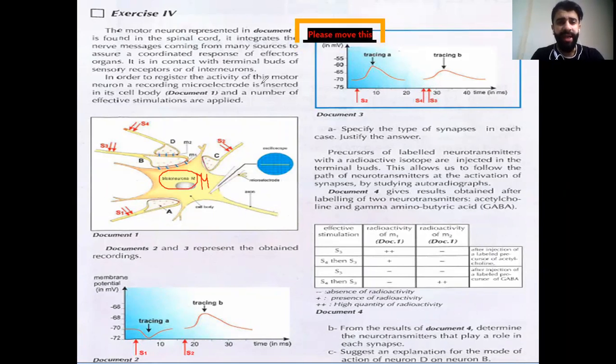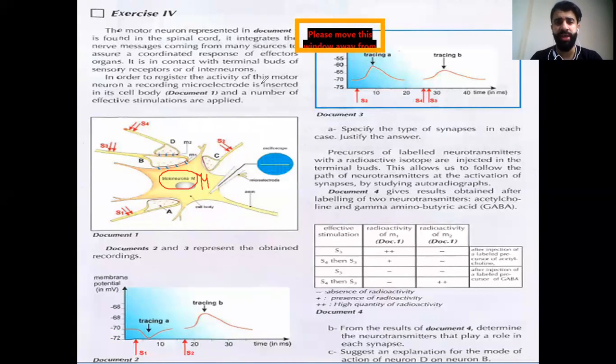What does it do? It integrates the messages coming from many sources to assure a coordinated response of the effector organs like the muscles and others. So it's in contact with the terminal buttons of sensory receptors or of interneurons. Interneurons have other names. They are called associative neurons. They are found exclusively in the spinal cord and in the brain.